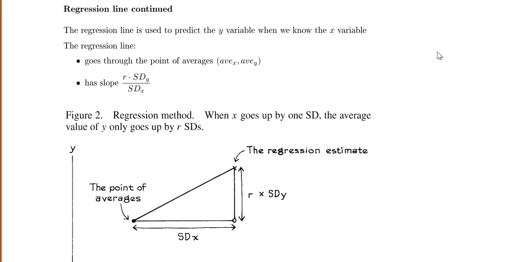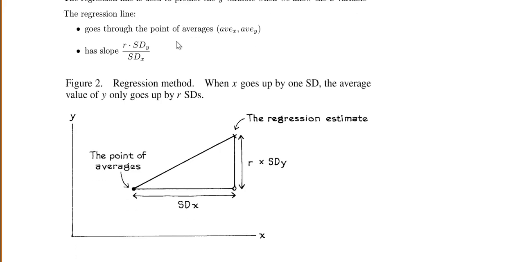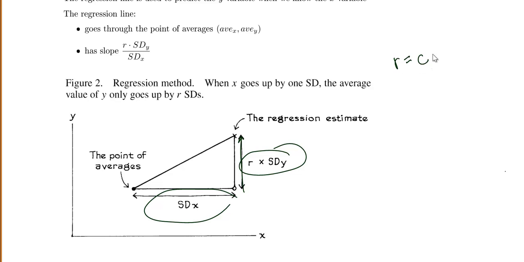What else do we know about the regression line? The regression line is used to predict the y variable when we know the x variable. The regression line goes through the point of averages, but the slope, instead of just being the standard deviation of y over the standard deviation of x, our slope is r times the standard deviation of y over the standard deviation of x. R is our correlation. And so what the regression method tells us is when x goes up by one standard deviation, you don't go up one standard deviation of y, you only go up r times the standard deviation of y. And remember, r is your correlation.